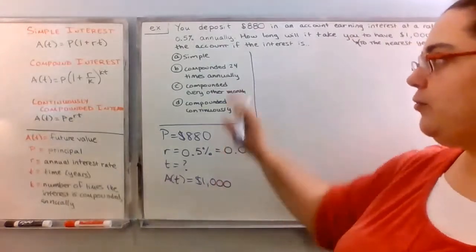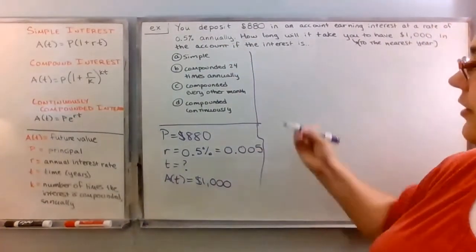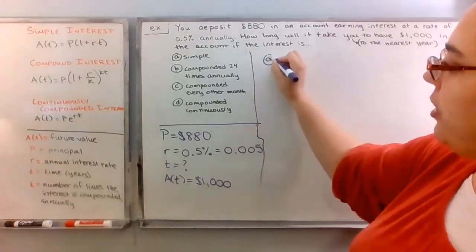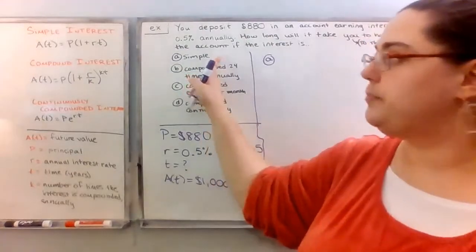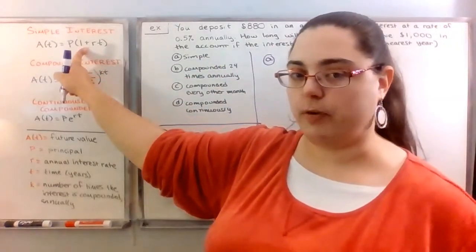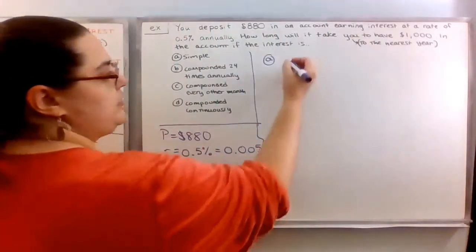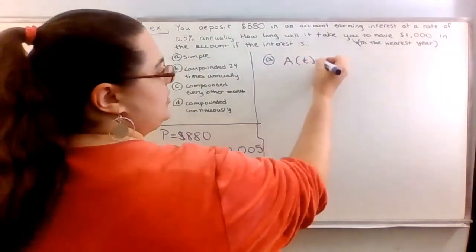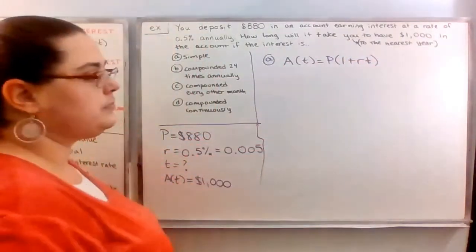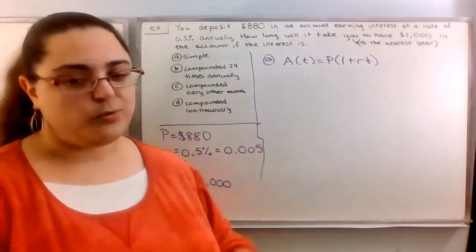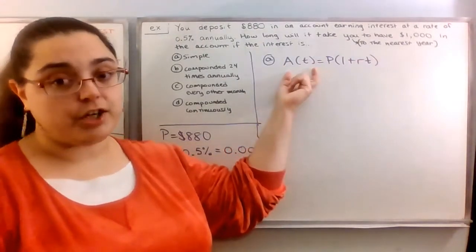So let's go ahead now and we'll solve each of these. Let's keep that off on the side there. For part A, it says the interest is simple. Because the interest is going to be simple, we're going to use the simple interest formula. So I'm going to go ahead and write that on the side. A of T is equal to P times 1 plus RT. Next, we're going to substitute in the values that we have. Remember, A of T is our function notation.